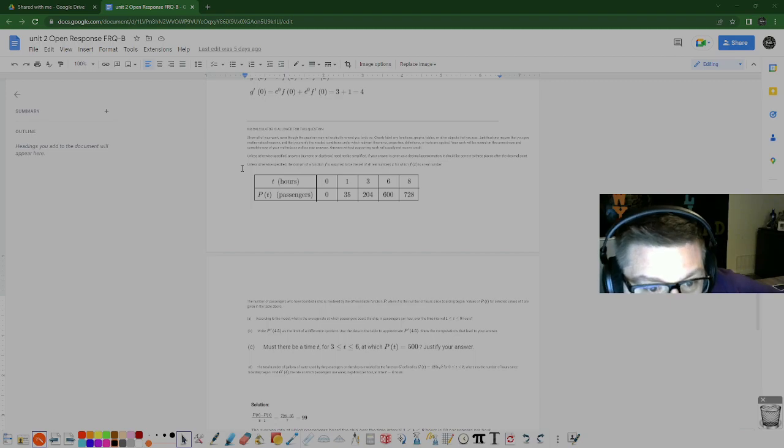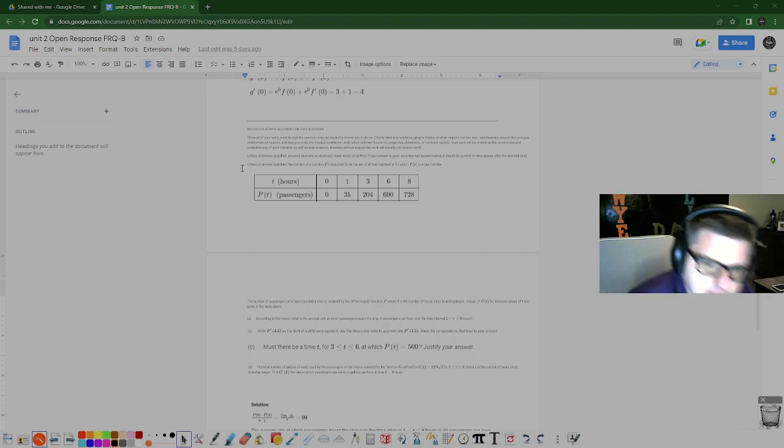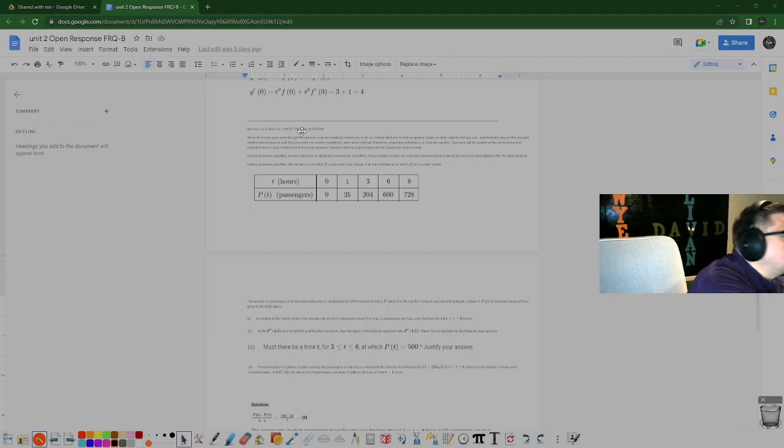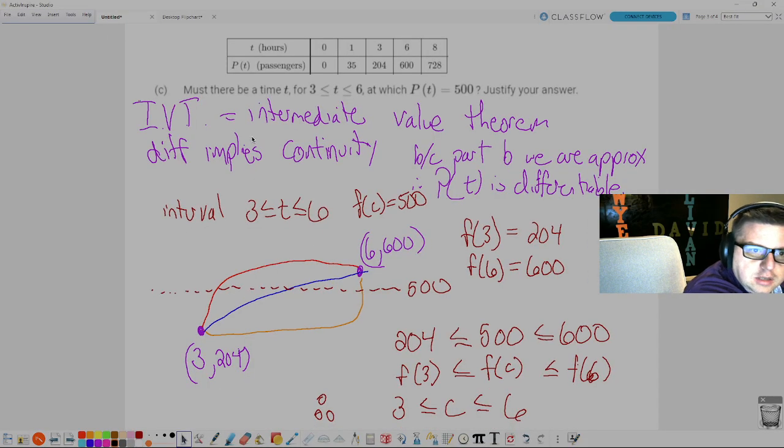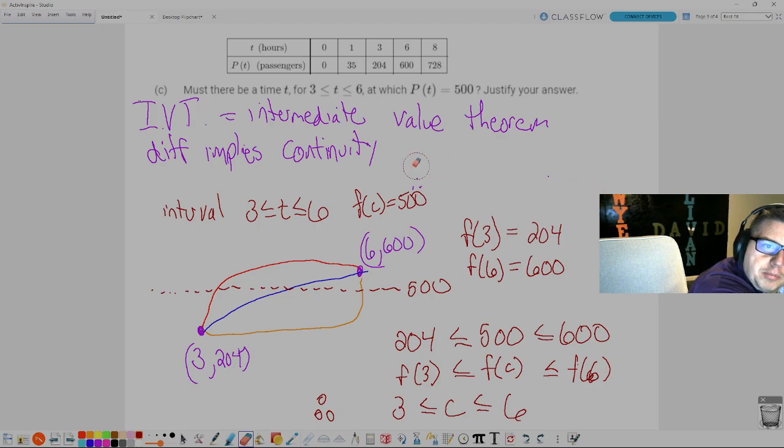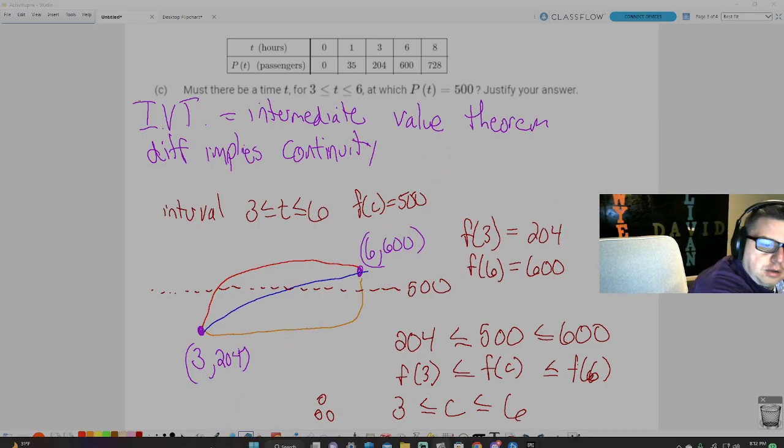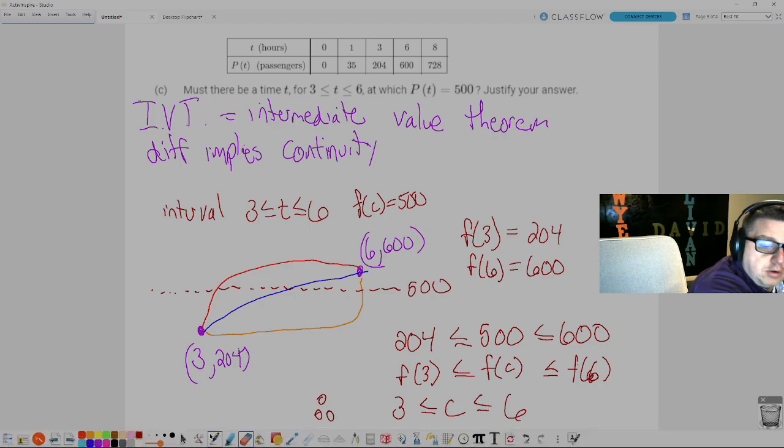Then it gives us this table. The number of passengers who board a ship is modeled by the differentiable function P. Okay, sweet. That does say it's differentiable. Oh, whew, that makes my heart happy. So it does say that it's differentiable. So therefore, differentiability implies continuity. So we can do this, and we don't even need this because it tells us that it's differentiable in the original problem. So differentiability implies continuity, which is given, which is stated.